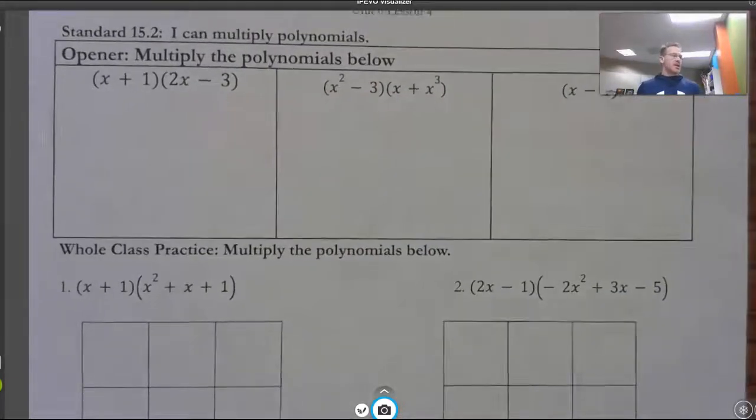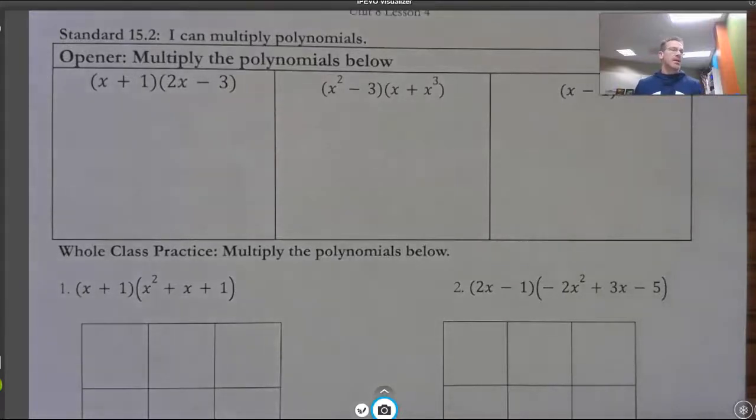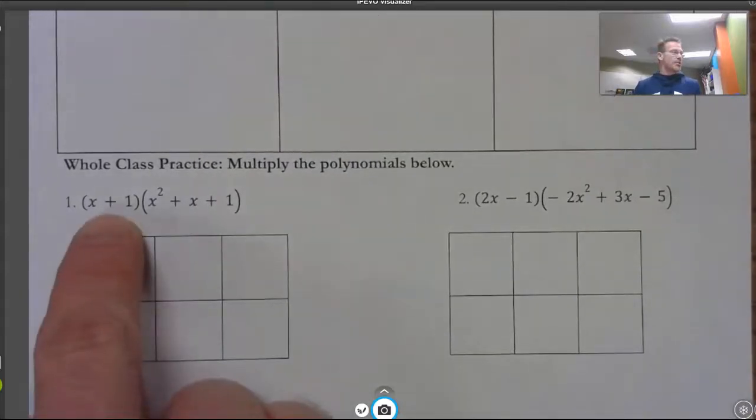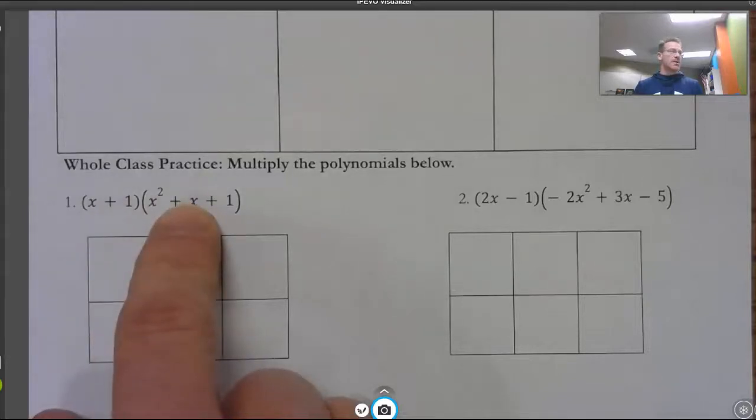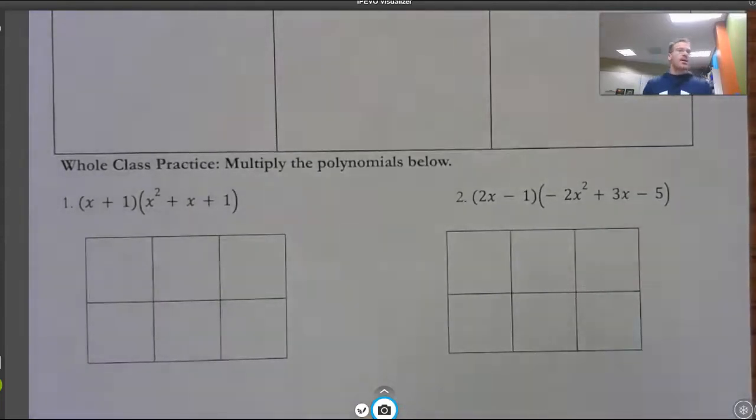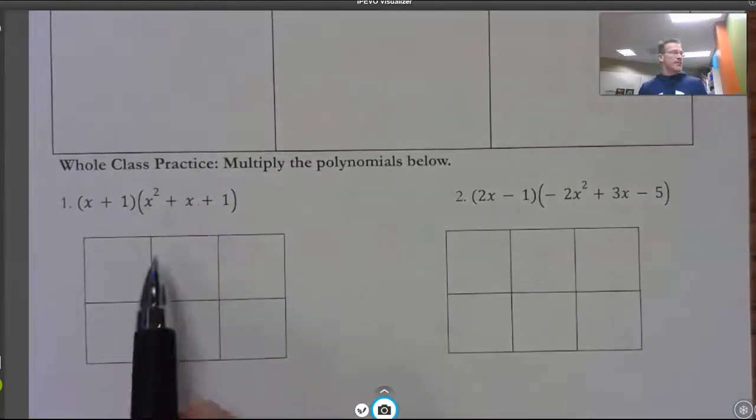So the good news about today's lesson is it's really just the same thing that we did last time. This is where the area model really does help, because if you try to distribute and set it up in the other way, sometimes terms get lost. I like this because it helps you keep track of all the terms. Now, how do you know how many boxes you need? Notice when I look at number one here, I have a binomial, a two-term, times a trinomial, which is a three-term. So that means I need a 2 by 3 box. So here's my 2 by 3 box right there. Knowing how many terms you have helps you set up the box.